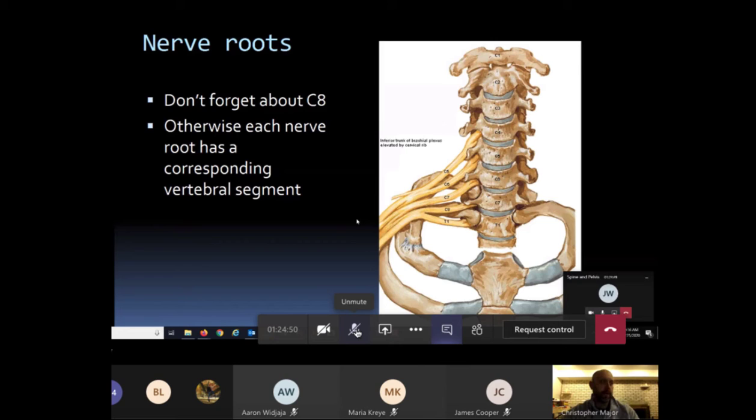Is that a rib coming off C7? Yeah. I should probably find a different one.